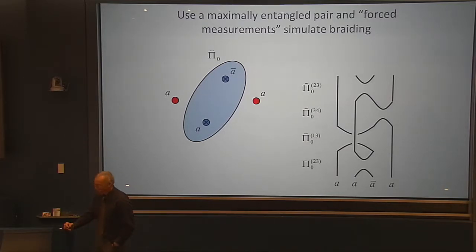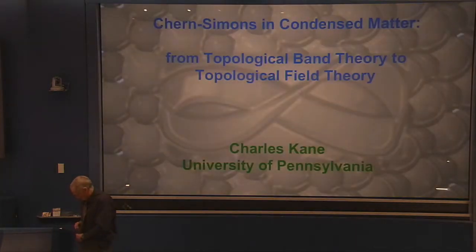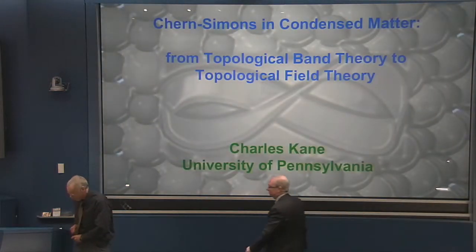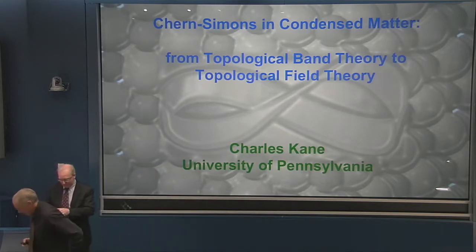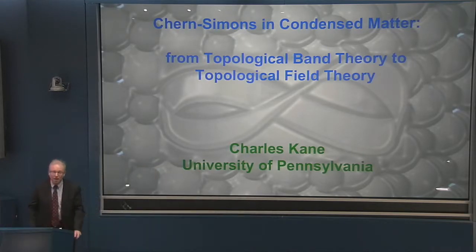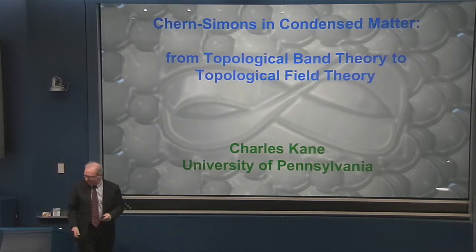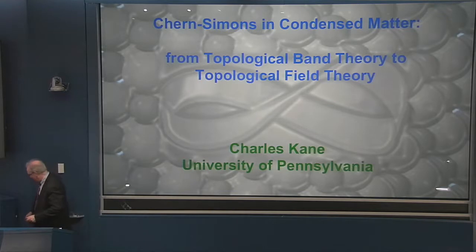And let me call for the last talk by Charles Kane, professor of physics at the University of Pennsylvania, a condensed matter theorist and one of the real pioneers of introducing topological ideas, including Chern-Simons ones, into the superficially mundane world of condensed matter physics.